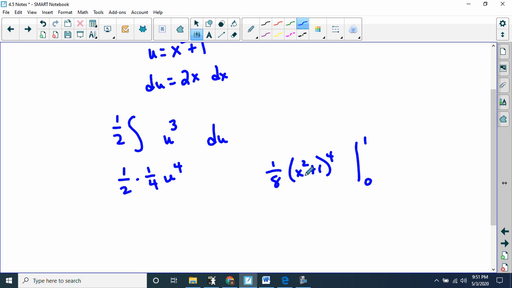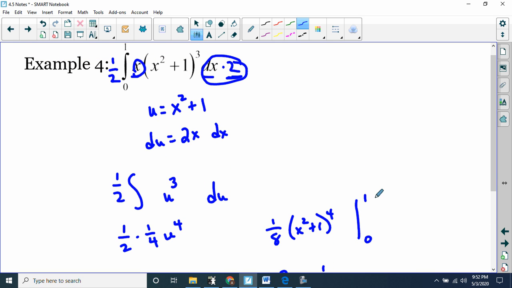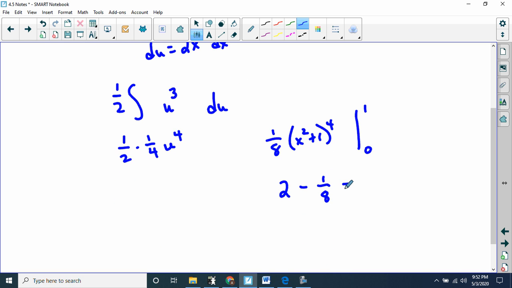Now is when we plug in 1. So I have 1 plus 1, 2 to the 4th is 16 divided by 8. So if I plug in 1, I get 2. Plug in the bottom one, gives me 1 to the 4th times 1/8, and subtract. So it's similar to what we did the previous class last week, where you plug the top one in, plug in the bottom one, and subtract. You just need to use substitution in order to integrate first, in order to get there. So what is that? 1 7/8, 15/8.